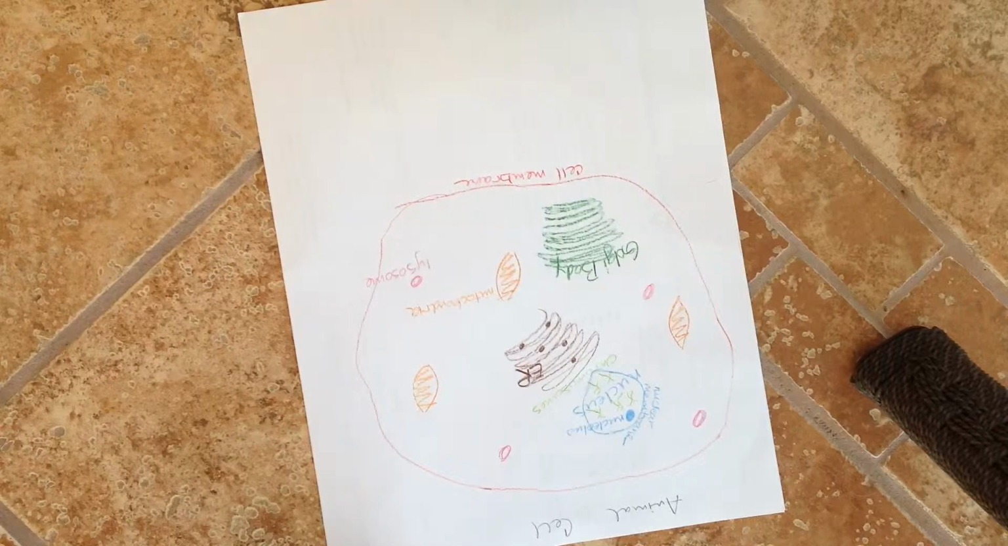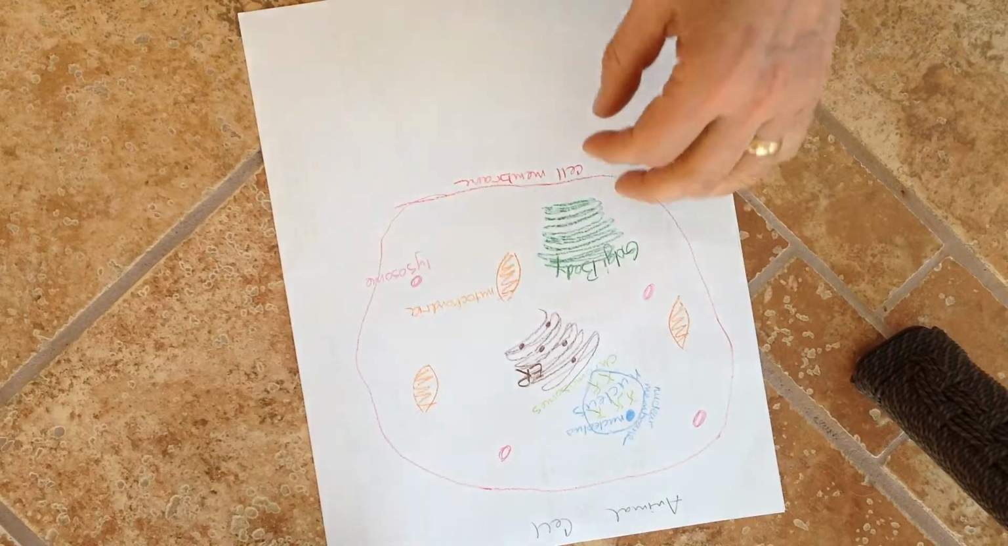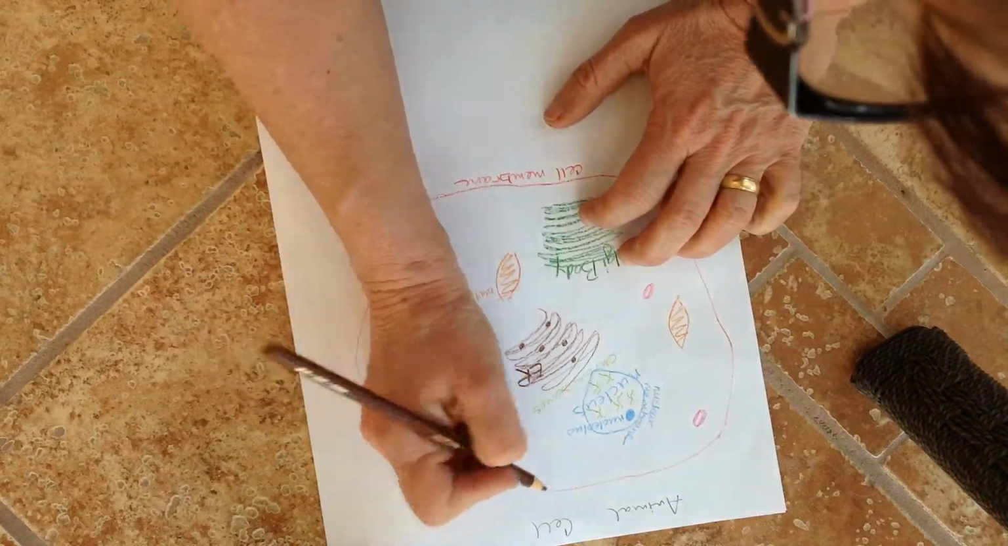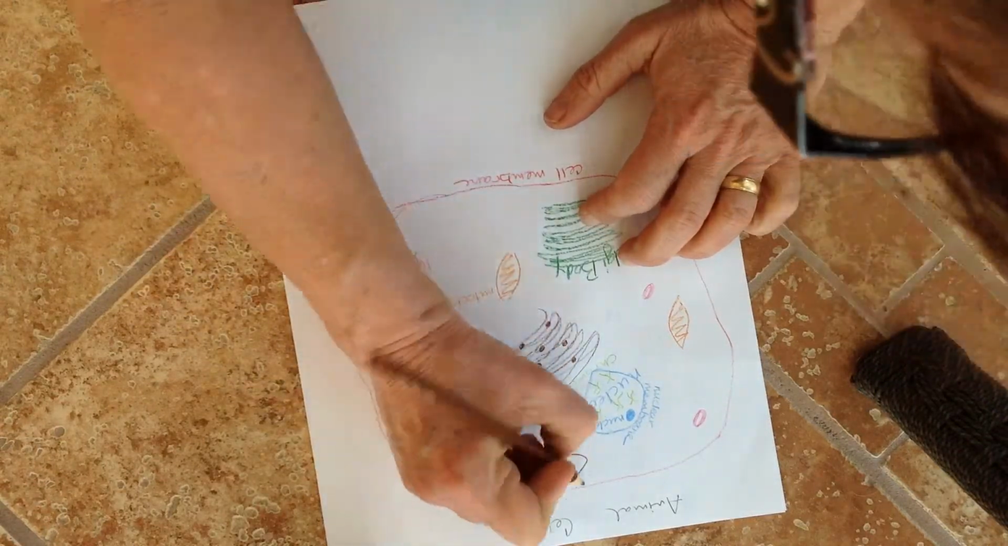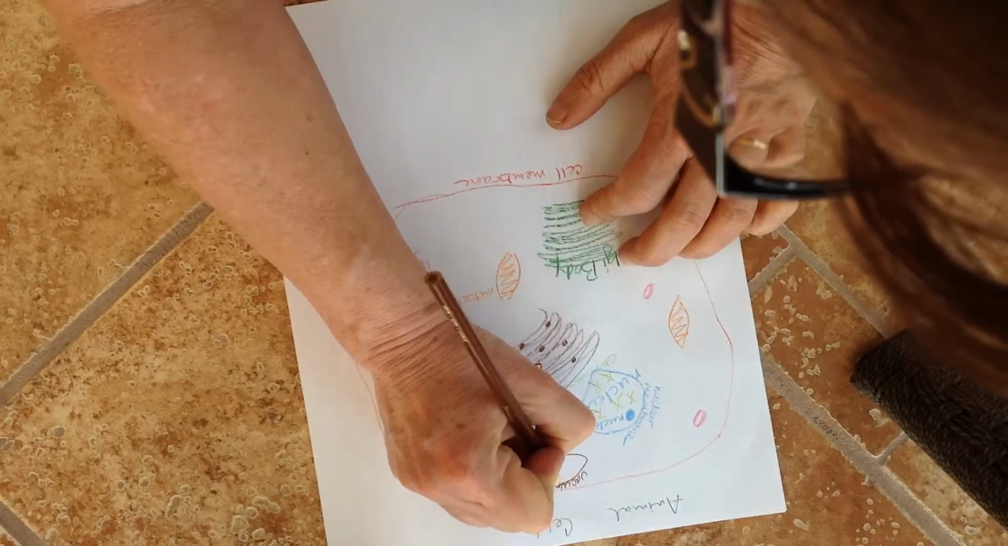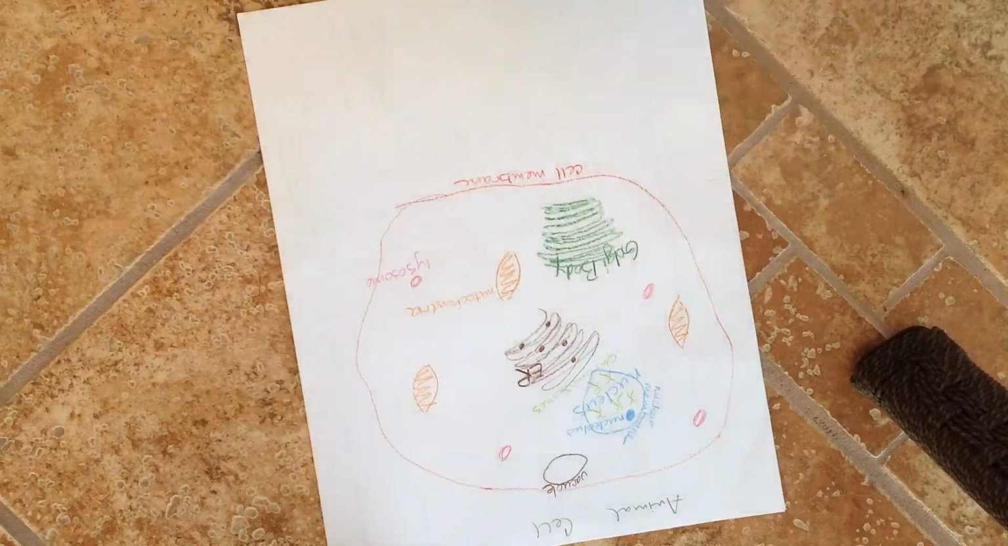Let's see here. We forgot, oh no, we put the cell membrane in. So let's go ahead and put a vacuole in. Usually vacuoles in animal cells are a lot smaller than in plant cells. Remember, the vacuole stores water, food, waste, other things. So that's the storage area.